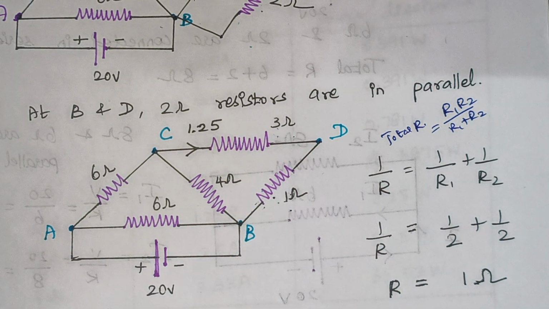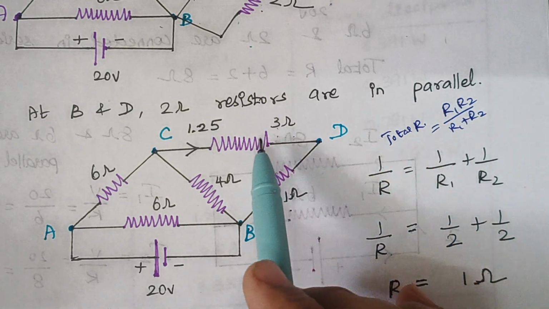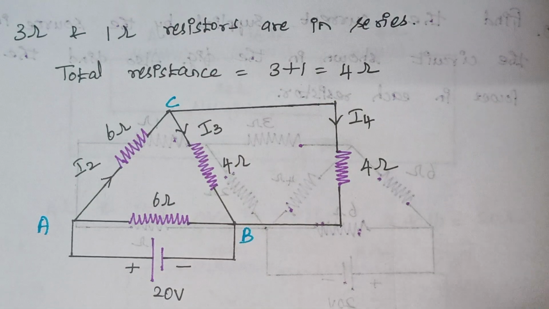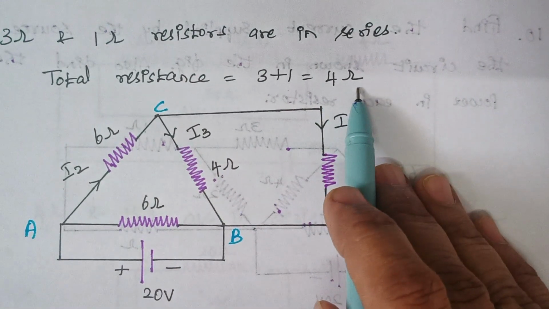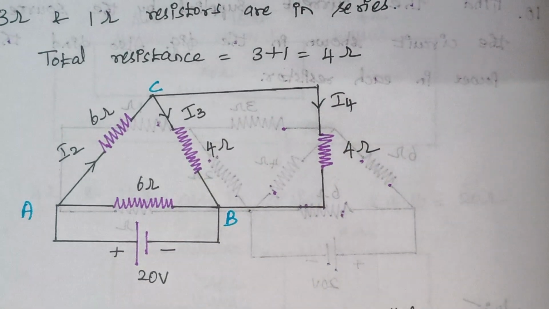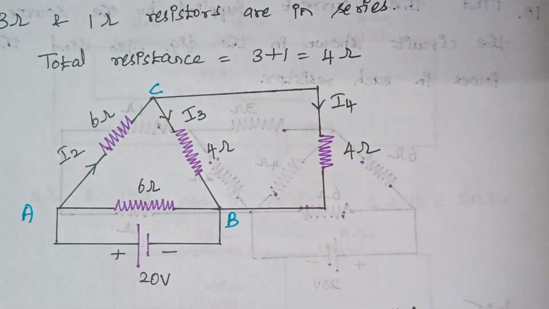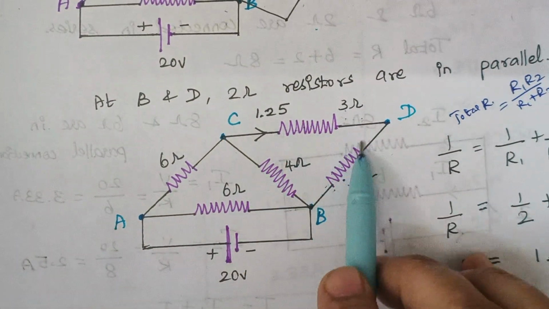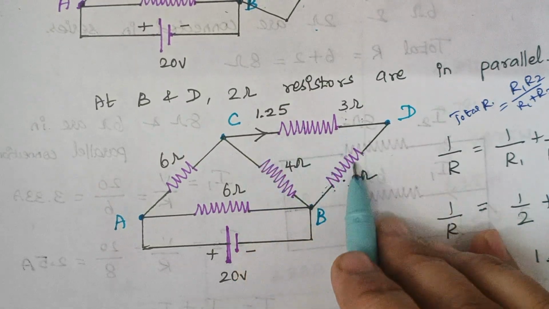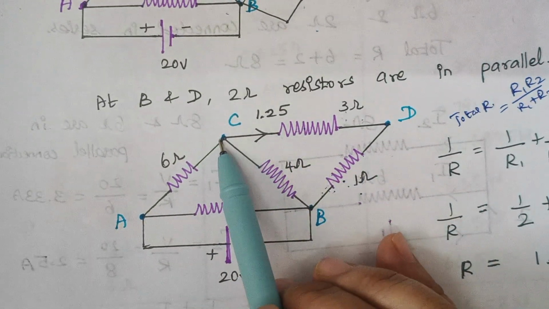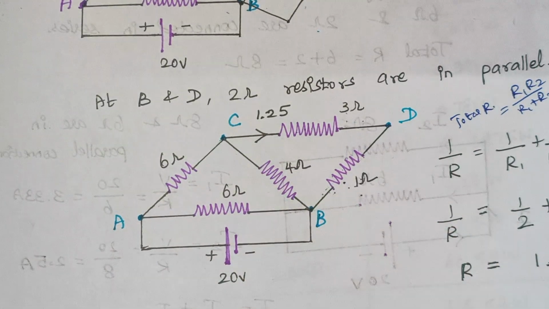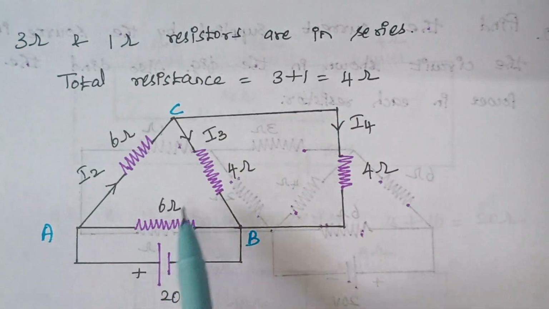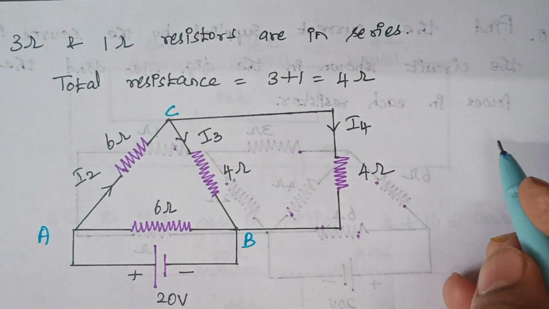Then how to find the total resistance? We directly add these two resistors, that is 3 plus 1. So the total value of resistance is 4 ohms. Now that resistor is connected between the points B and C. You see here we have combined these two resistors, and this resistor combination is connected to the same points C and B. Therefore I have drawn this 4 ohm resistance between the points B and C.